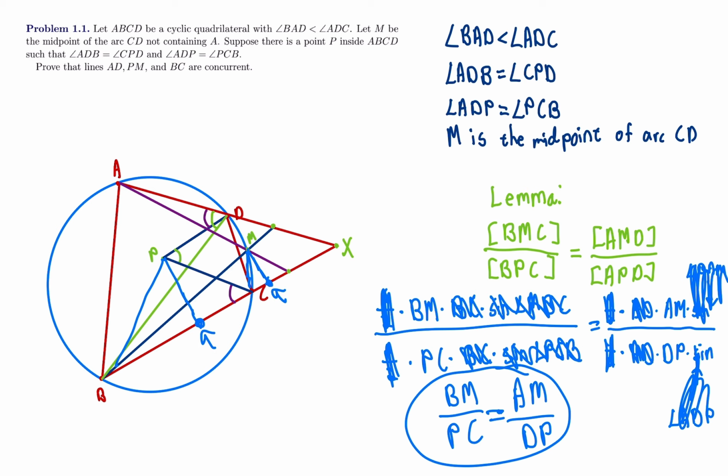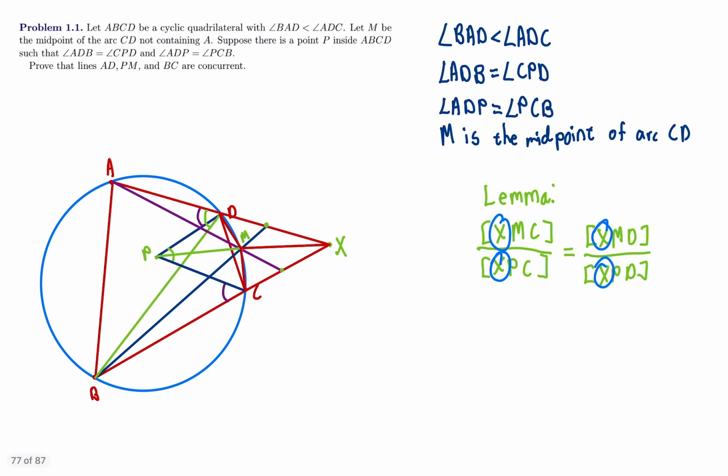And so similarly, notice that AMD over APD is equal to this altitude over this altitude. And so for the blue one, what's also equal to the shorter altitude over the longer altitude? Well, it's XMC over XPC because those two triangles also share the same base and have the same altitudes. So then that means that we can just replace this. Similarly, we can replace this. Okay, so then that proves this lemma.